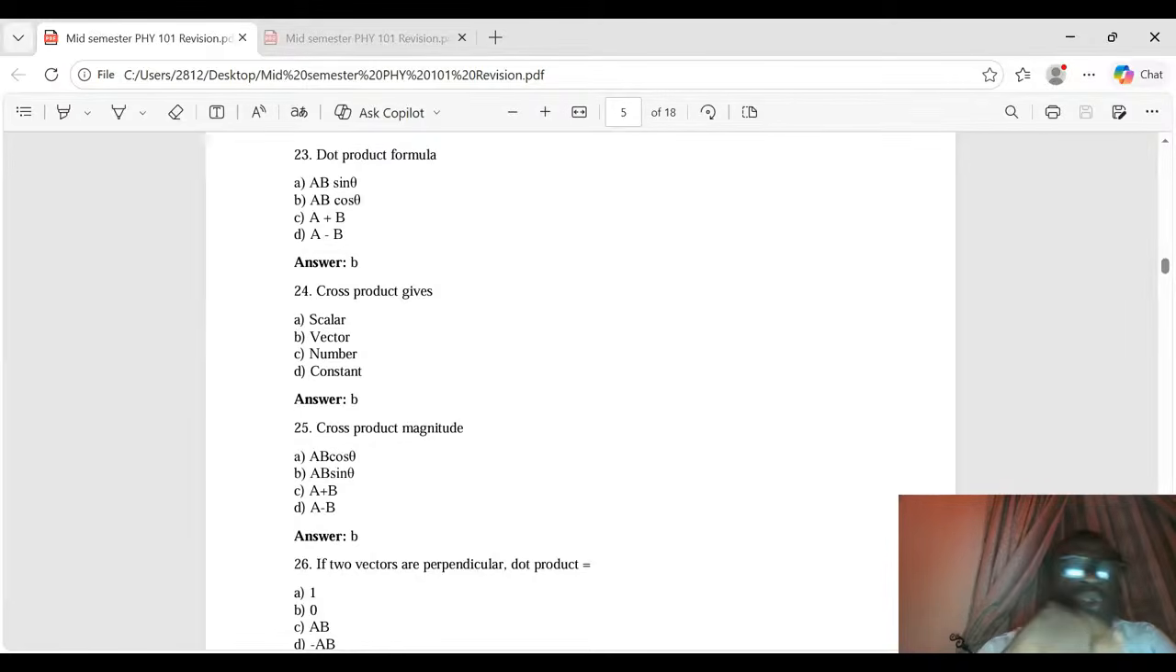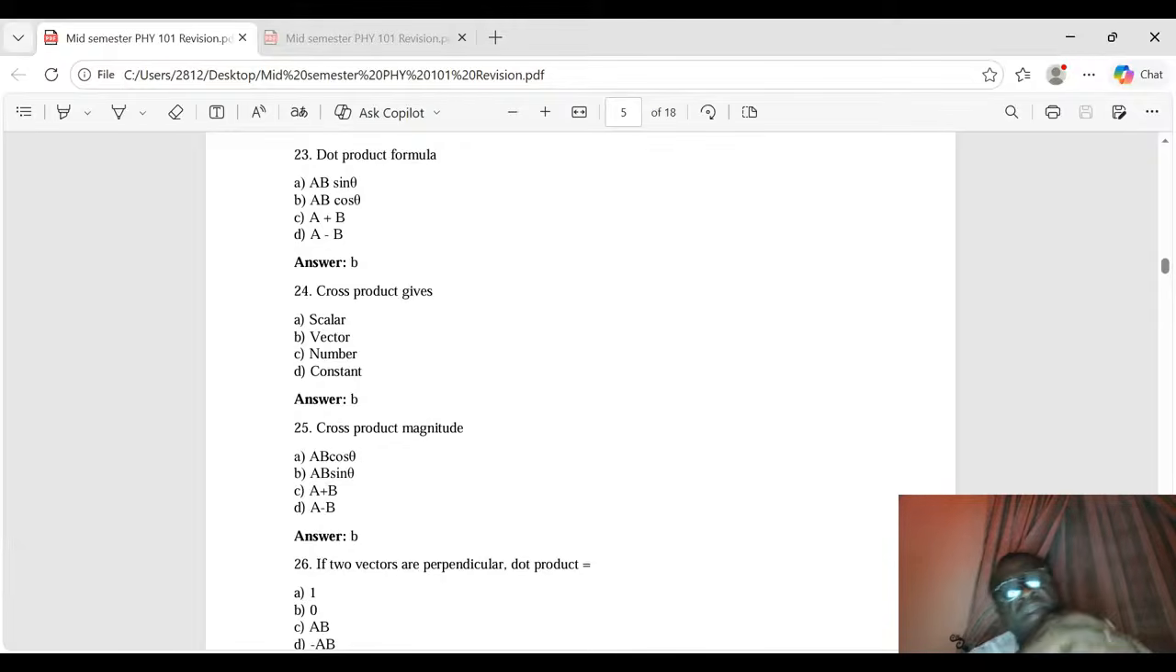And question 24, cross product gives A scalar, B vector, C number, D constant. Cross product gives vector, while dot product gives scalar. You should know the difference between this. I repeat, cross product gives vector, while dot product gives scalar. So the correct answer is B, vector.